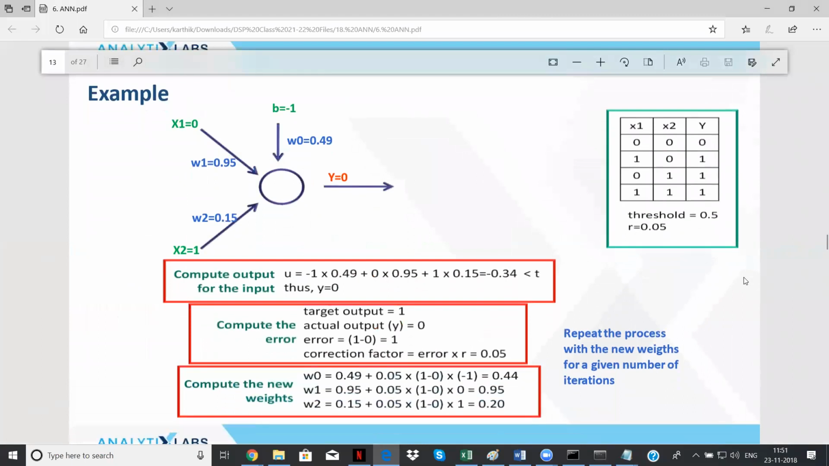Now just look at a small example of how we are calculating these betas. I mean, a small mathematical example. So you see here, what is my output?